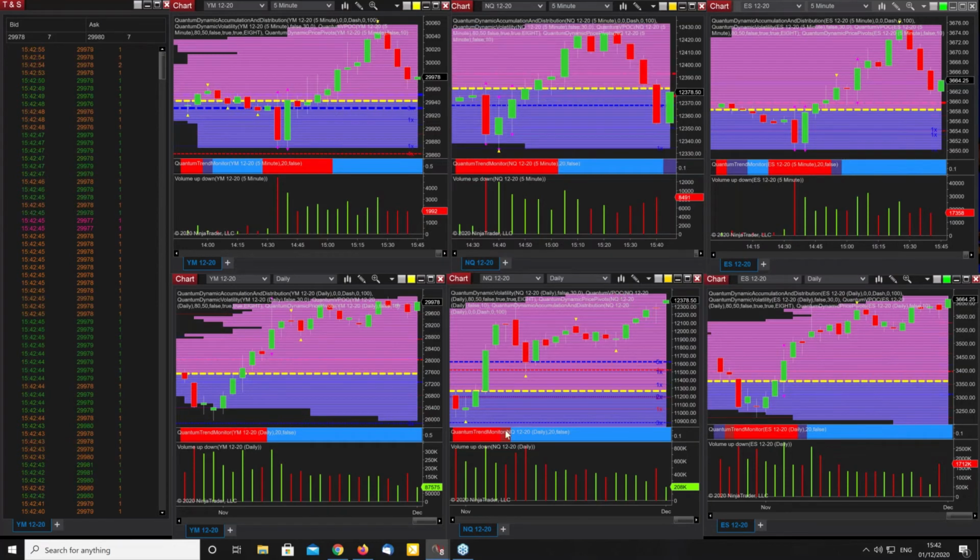Lots of volatility, as you'd expect. I've got the YM, the NQ, and the ES on 5-minute. And as you can see, the VPOC, the volume point of control, is very much in evidence on those time frames. So it really is oscillating around there. Let's go on to the multiple time frames.